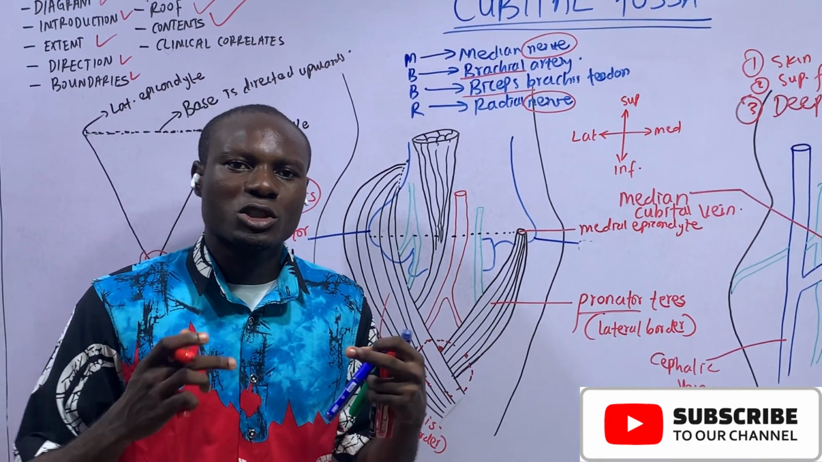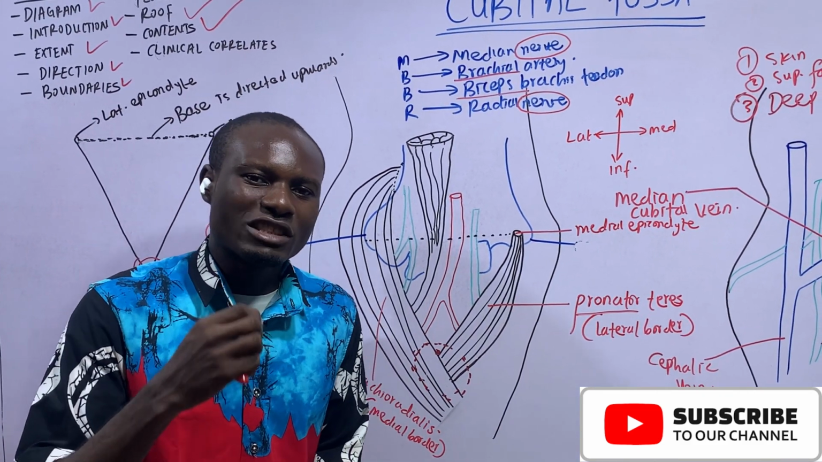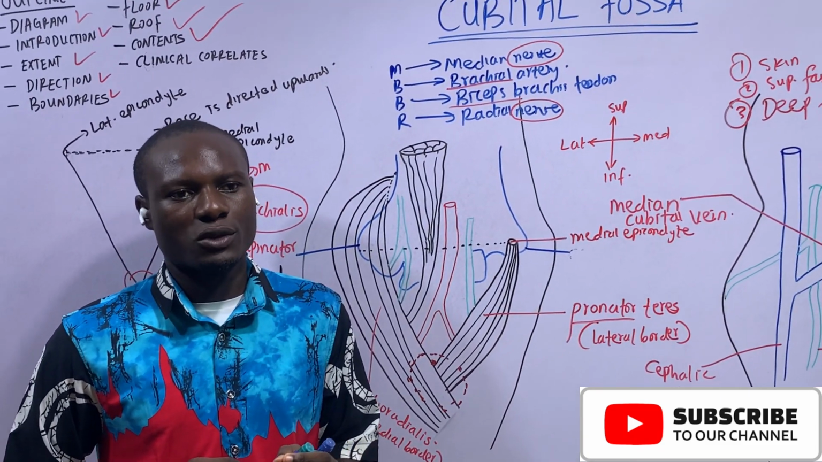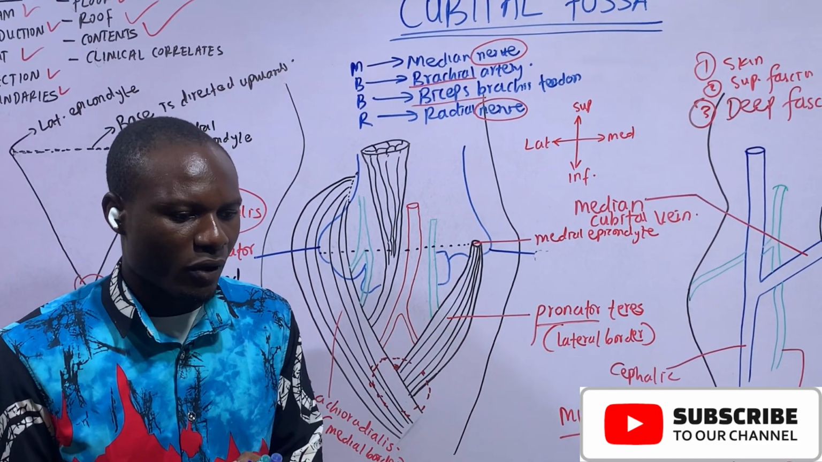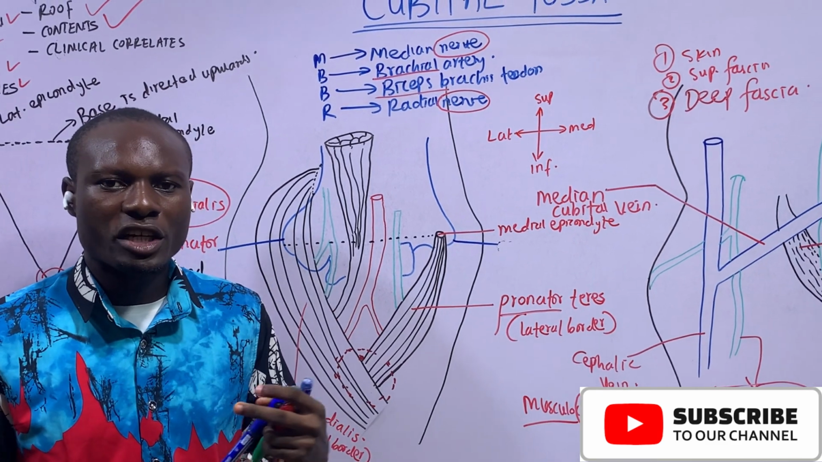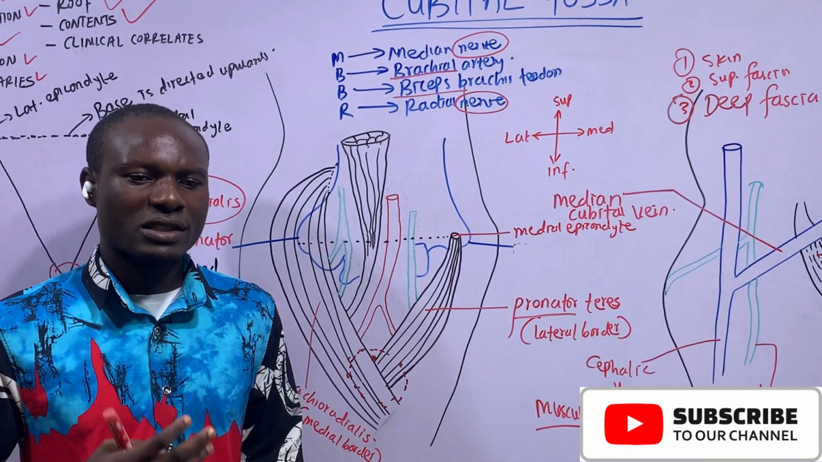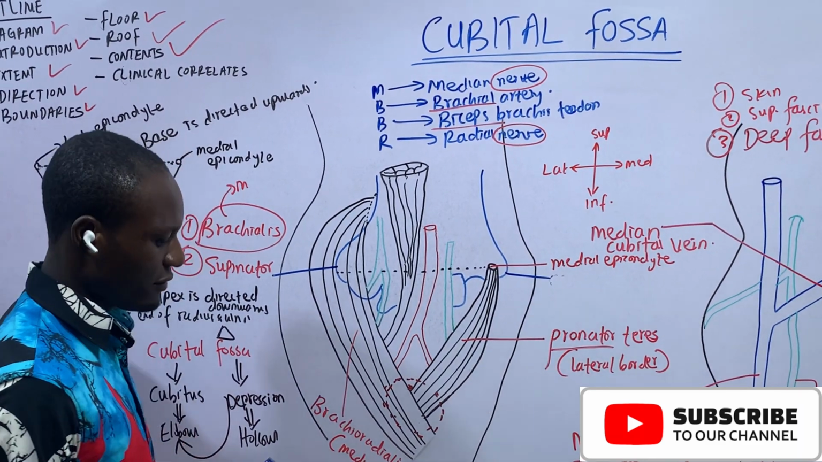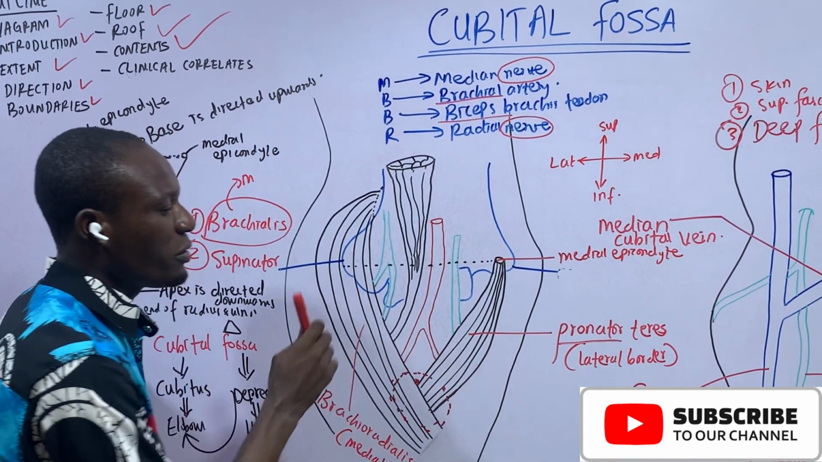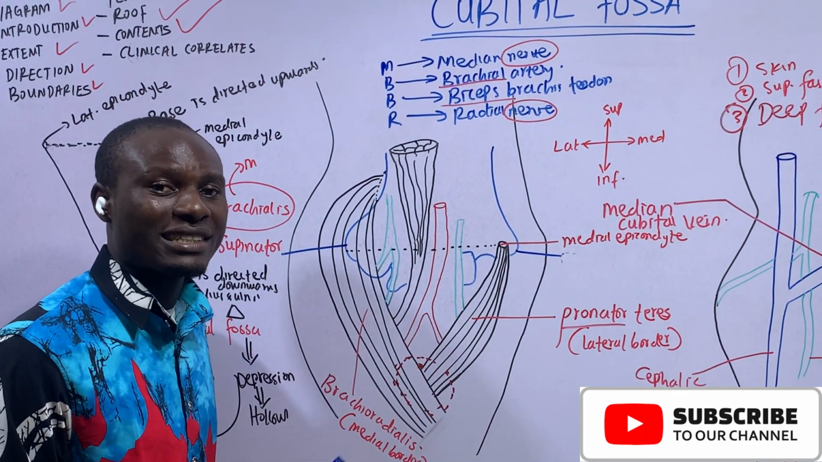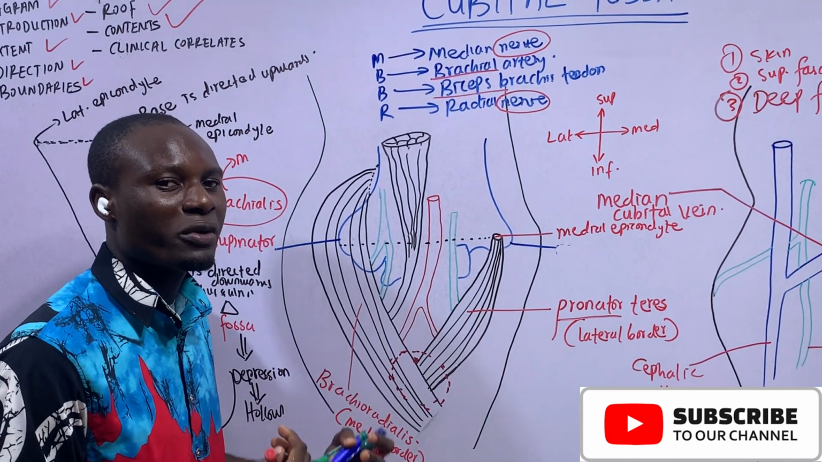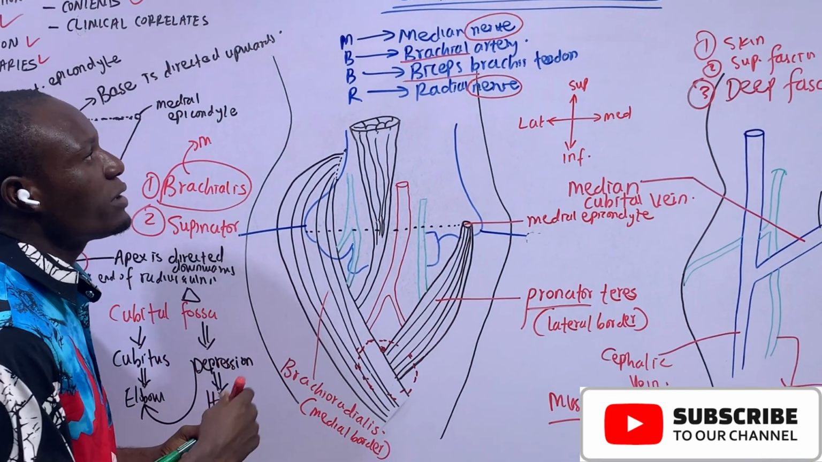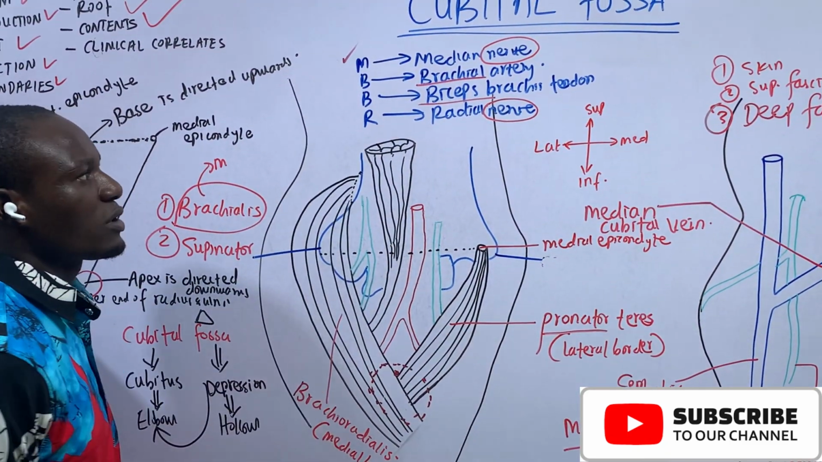But I'm also interested in some events that are occurring at the level of the cubital fossa. I need to tell you this because you meet some of them in exams and you see them in multiple choice questions. So what happens to the median nerve? At the level of the cubital fossa, the median nerve passes between the two heads of pronator teres. That is what happens there.